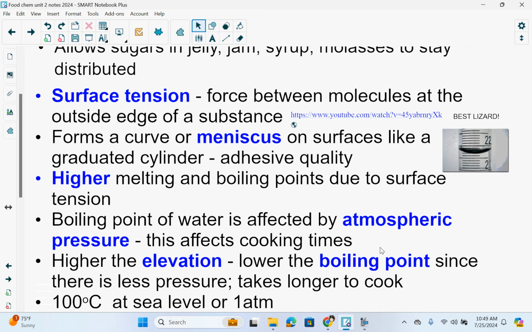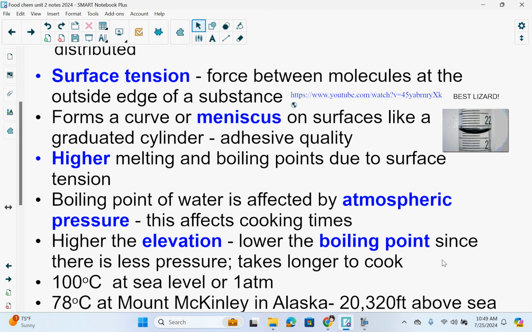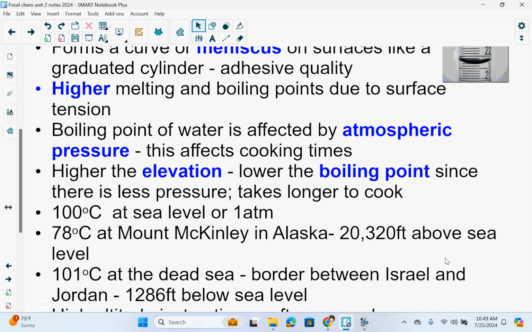The higher the elevation, the lower the boiling point, since there is less pressure. This means it takes foods longer to cook. So watch the difference here. We're at sea level, or 1 atm, as I create this video. So that's 100 degrees Celsius for our boiling point of water.